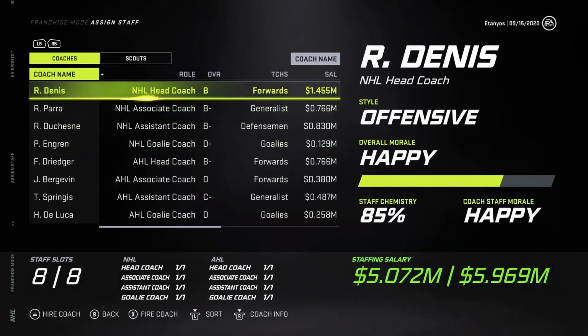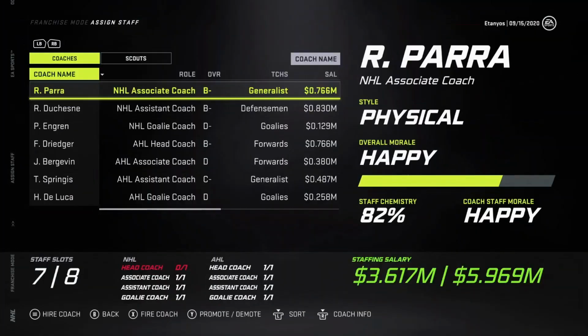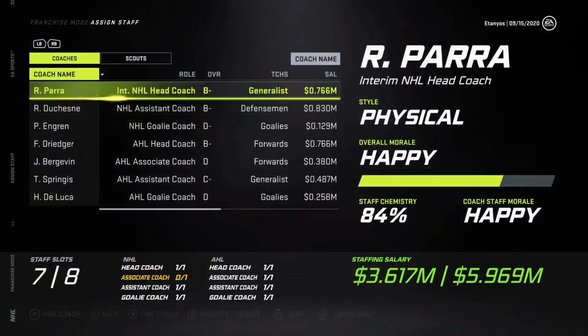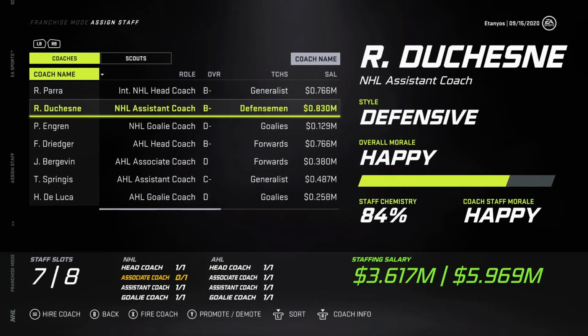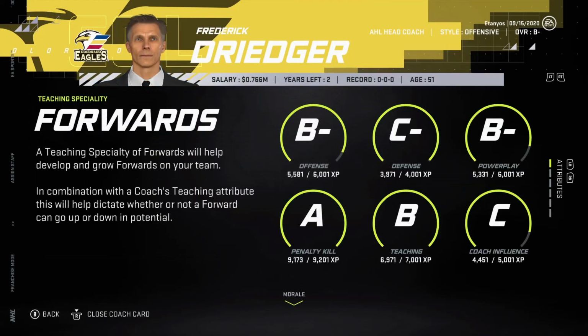But here's what we're going to do. We're going to fire this coach. He's gone. Raphael Denis. He's gone. We're going to promote this guy to interim head coach just for now, so that we can move the rest of the forwards around. And my next word of advice to you guys would be to mirror your lineup, or your coaching staff, sorry.